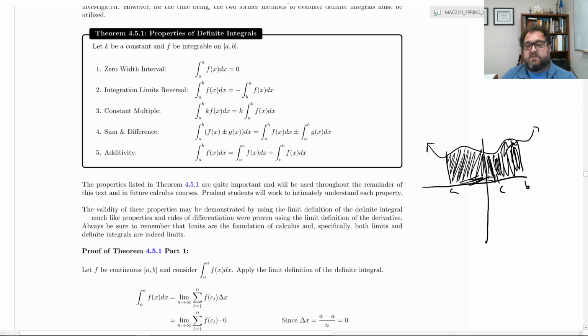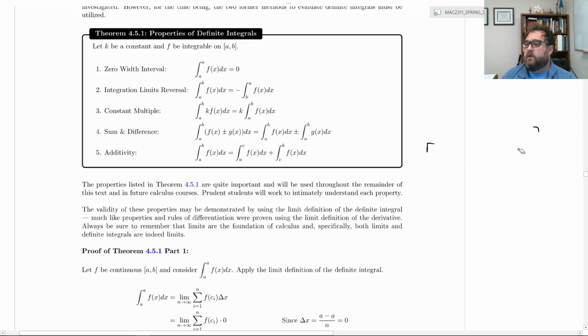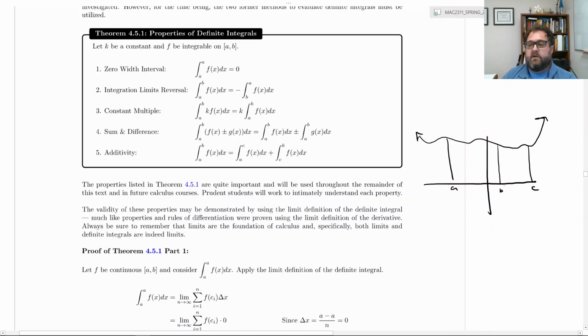But what if you have the situation like this? So we have some function, and we have a. Oh, let's put b right here and c right there. Guess what? The property still holds, and that's what's kind of funny. Now I can show you why it still holds. Now here's what it says.